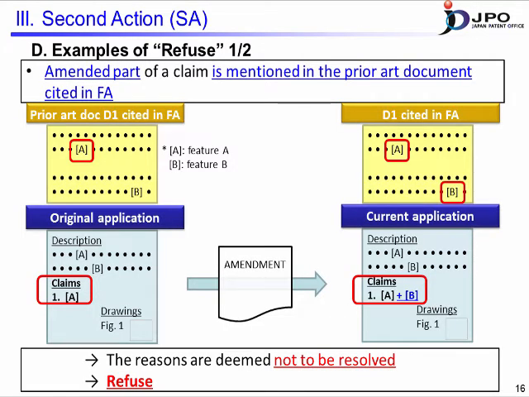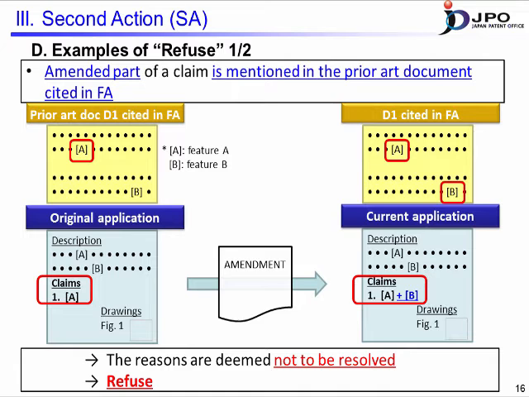This picture shows an example where an amended part of a claim is mentioned in the prior art document cited in the FA. The claim filed in an FA is shown on the left, and the amended claim is shown on the right. The Claim 1 filed in the FA includes Feature A. The examiner sent a notification of reason for refusal to the applicant against this claim based on D1, in which Feature A is disclosed. The applicant filed an amended Claim 1 which includes Feature A and B in response to this FA.